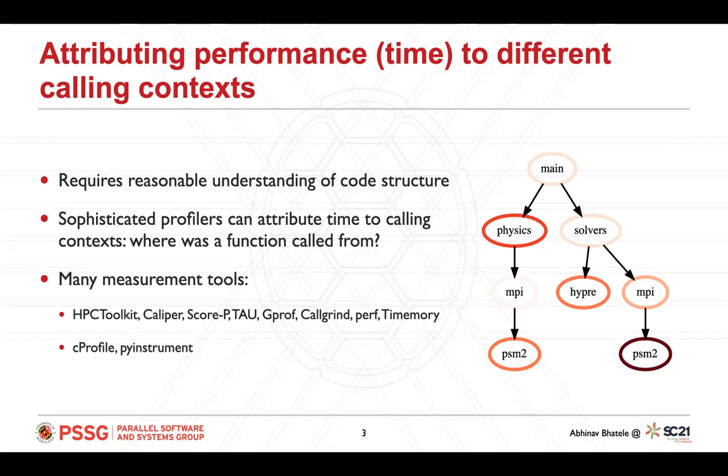Now, thankfully, there are many sophisticated profilers that can attribute time to calling contexts and also tell us where a function was called from and how much time I spent in this function when called from different contexts. Some examples of such measurement tools are HPCToolkit, Caliper, and Tempered. Those three are being covered in this tutorial. There are also other tools such as Score-P, TAU, and others that also provide similar information. If you are working on Python code, you might already be using cProfile or PyInstrument, and those tools also provide similar information.